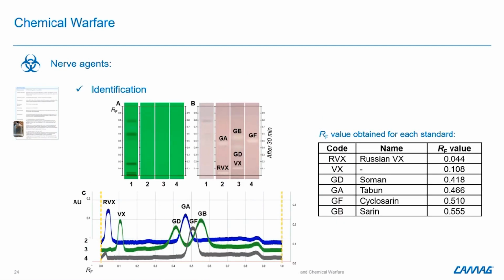If you look at the result here for the nerve agents, we have the identification part. You see that we have, at the lowest Rf value, the RVX, then VX, then the GD, GA, GF, and GB. You see that the resolution is quite good, and on the lower part you have the profile coming from the densitometry.